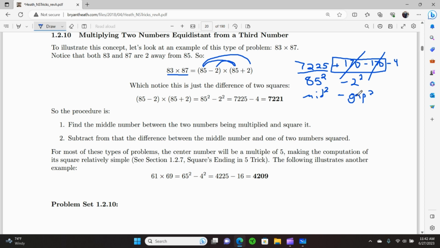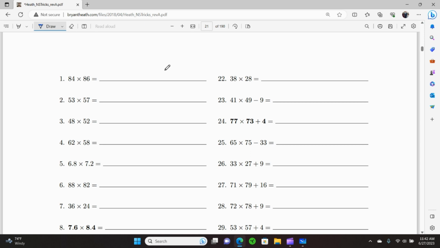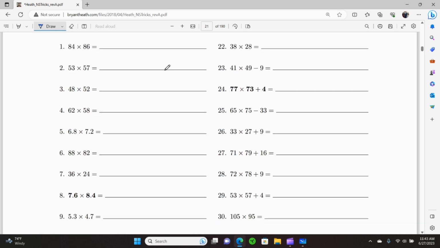I'm going to skip straight down to problem set 1.2.10 so that you guys get some freebies on your homework. Take a look at number 1, 84 times 86. Notice, these two numbers are the same distance away from what number? It's 85. So this is the same thing as 85 minus 1 times 85 plus 1. And because this is a difference of squares, the same thing that just happened above is going to happen here. Cancellation is going to happen.